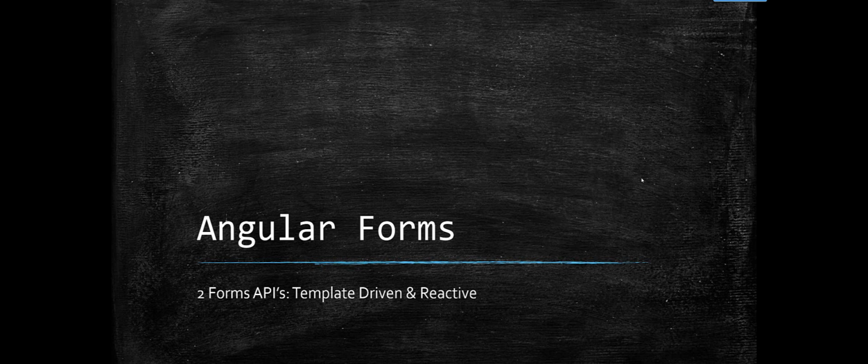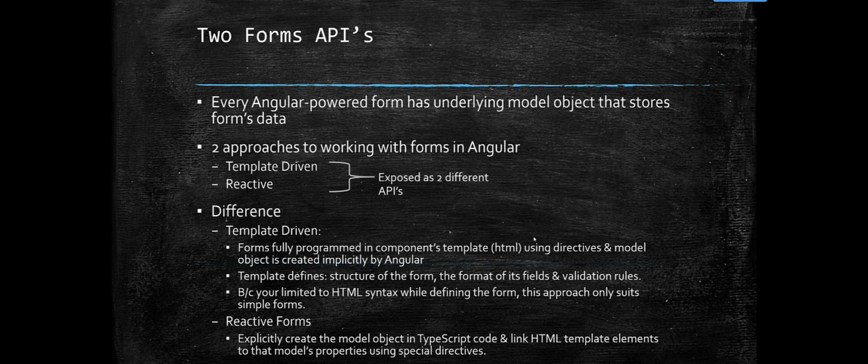The reactive is programmatically defined in your TS file, and it has more sophisticated parts to it to allow you to do more things. So I created a couple slides, wanted to go over them, then create an example in StackBlitz and see where we wind up. So like I mentioned, there's two form APIs, and every Angular form has an underlying model object that stores the form's data.